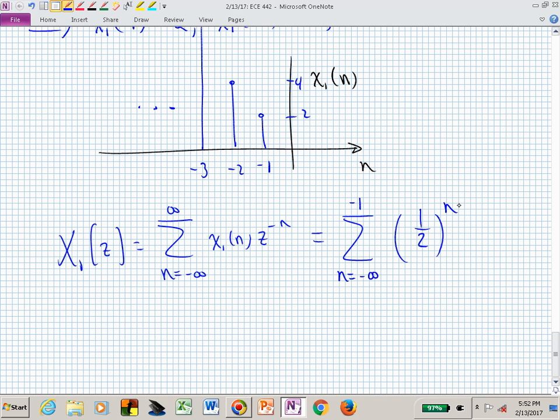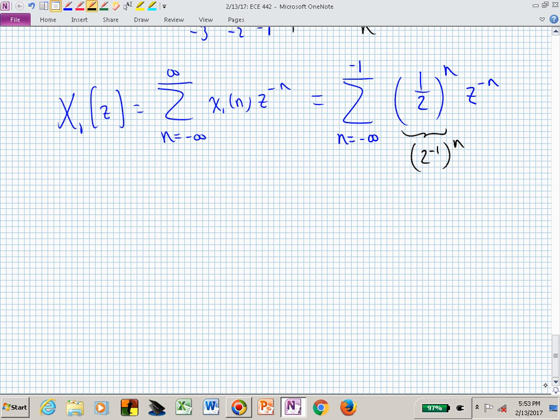Where now we have 1/2 to the n, that was our x sub 1 of n, z to the minus n. But just to make this a little cleaner, we might view this as 2 to the minus 1 to the n, or 2 to the minus n in terms of its expression. And now we can combine the 2 and the z into one particular factor, or our common ratio. Leading us to x sub 1 of z is now this sum from minus infinity to minus 1 of 2z to the minus n.